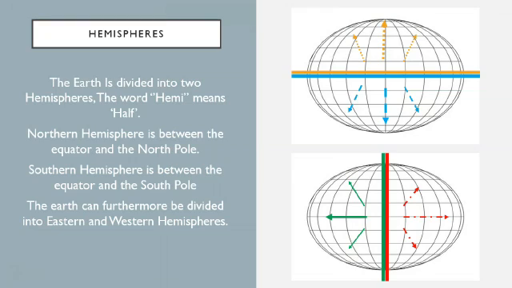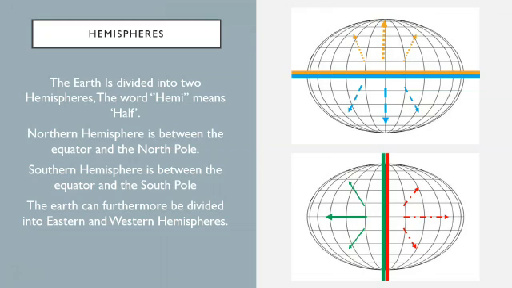The Earth can further be divided into eastern and western hemispheres. Now, let's pay attention to the 2 pictures appearing on the right hand side. On the right hand side, I've used an orange color to mark how the northern hemisphere pulls towards the North Pole.